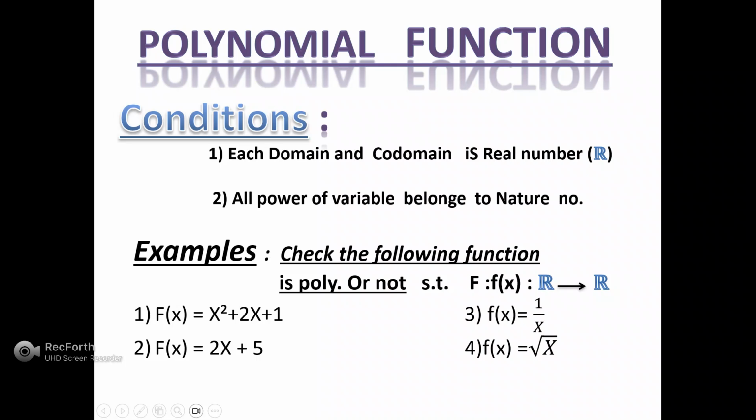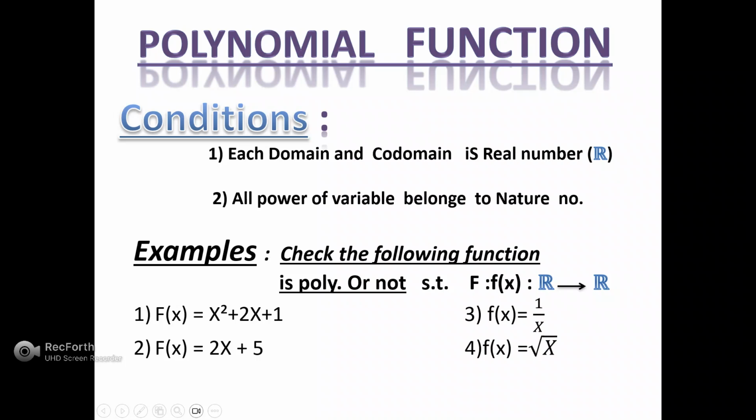Now we have x, its power 2. Does 2 belong to the natural numbers? Yes. And the other x is power 1. Then 1 belongs to the natural numbers. So all powers of the variable belong to the natural numbers. Then this function is called a polynomial function. And this function is the same: x power 1 belongs to the natural numbers, so this function is called polynomial.